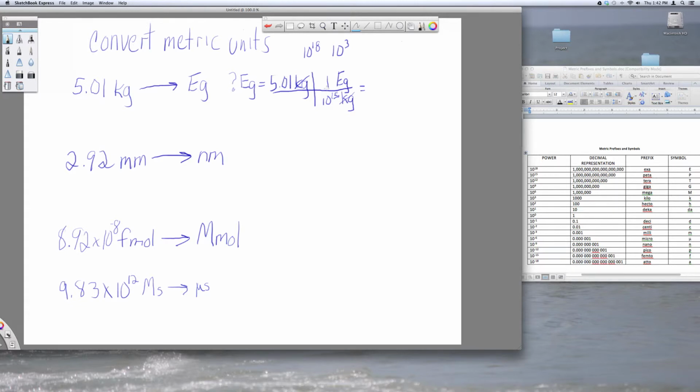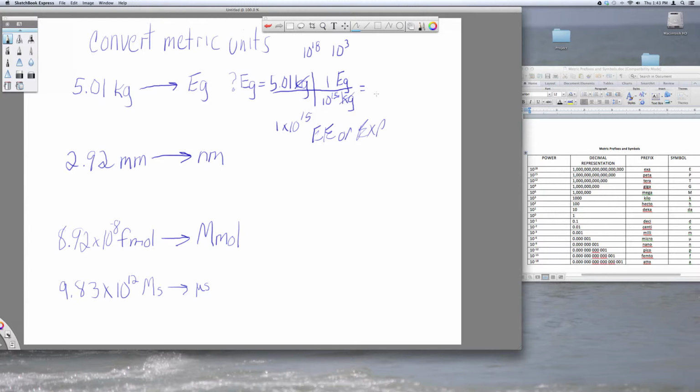5.01 divided by, it might be easier on your calculator if you type 1 times 10 to the 15th. That way the calculator knows that you're using scientific notation. So how would you type it in? You'd say 5.01 divided by 1. You remember that EXP button or EE button that we were talking about? You either hit EE or EXP depending on the type of calculator you have, and then 15. So 5.01 divided by 1, EE or EXP, 15.